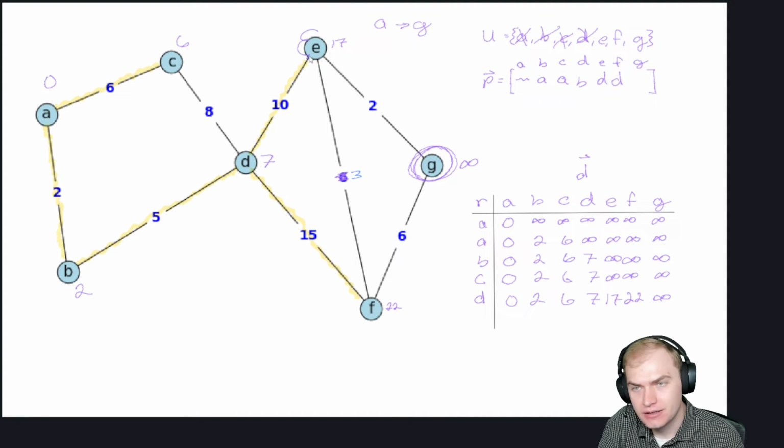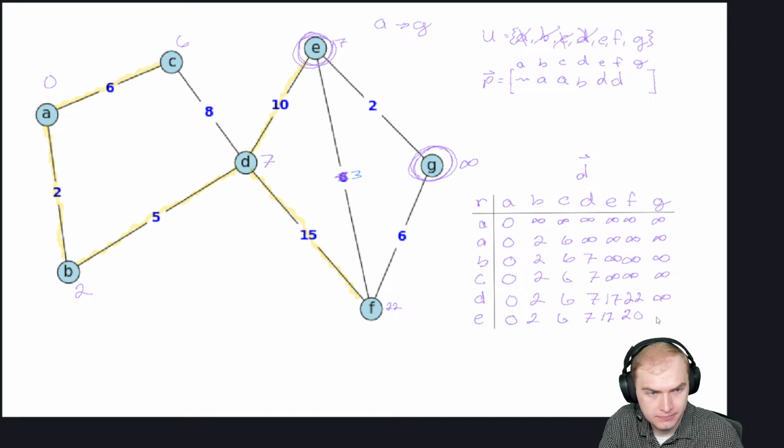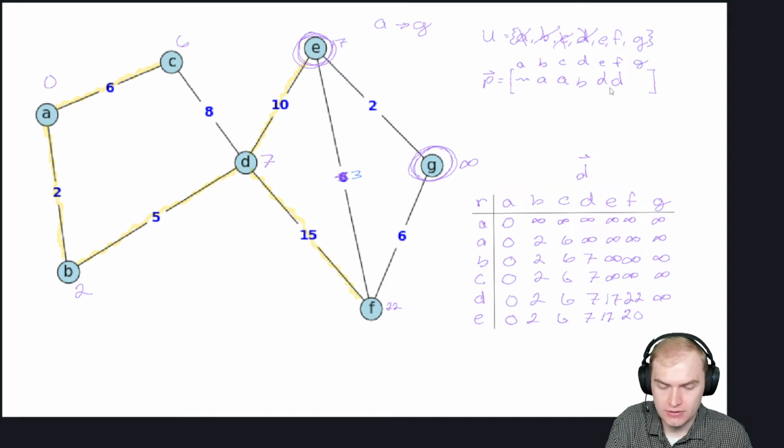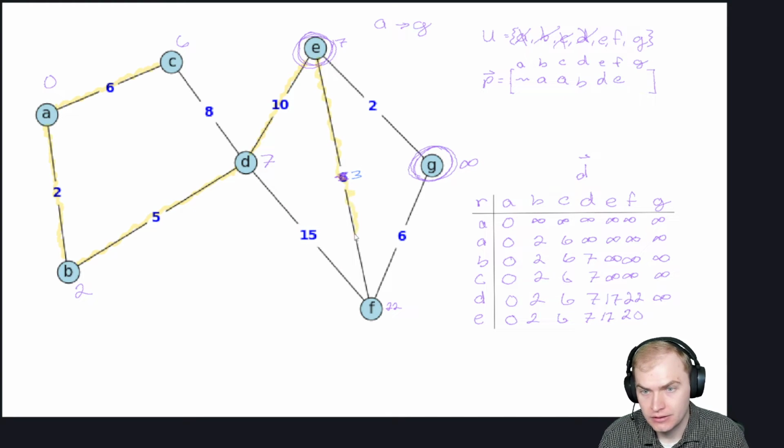So we picked E as our current. 17 plus 3 is 20, is less than 22. So we are going to update F to 20. Its new prior is E. So we're going to erase that highlighted edge. Now this edge is in the prior.